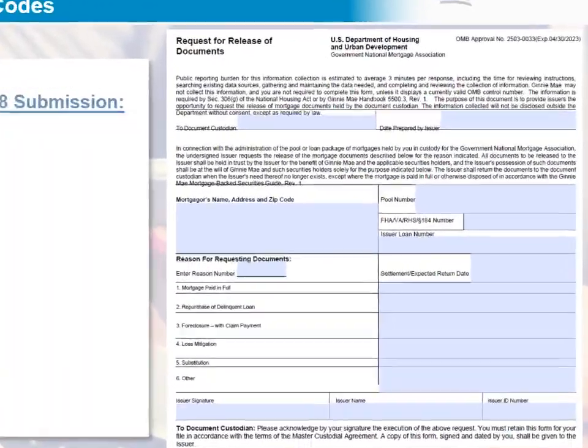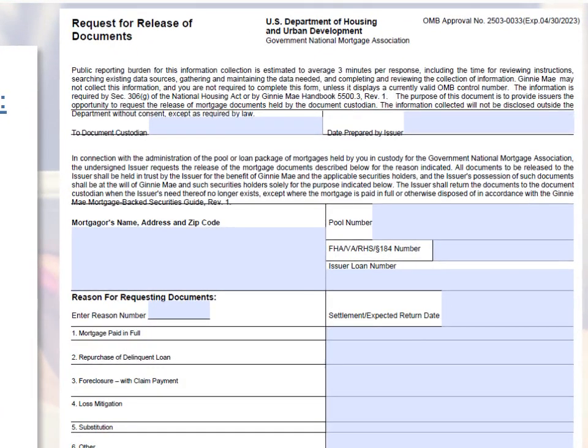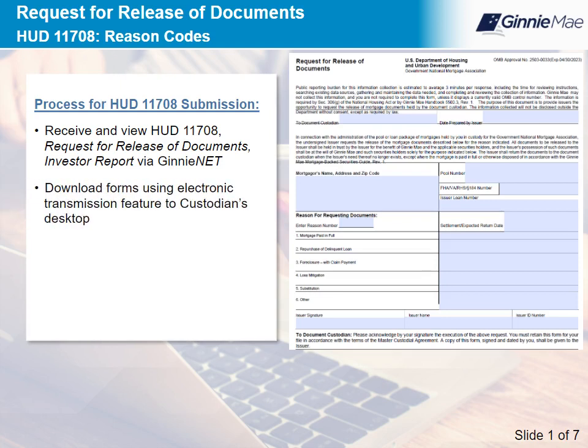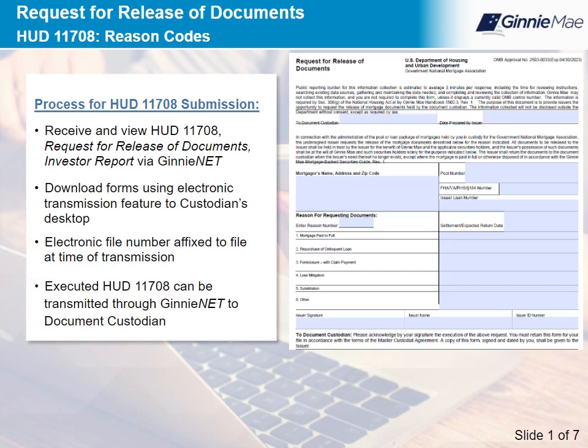Ginnie Mae provides users with the ability to receive and view the HUD Form 11708 Request for Release of Documents Investor Report. Using the electronic transmission feature in Ginnie Mae, the issuer can download these forms to the custodian's desktop computer. An electronic file transmission number is affixed to the file at the time of that transmission. An executed HUD Form 11708 can be transmitted through Ginnie Mae to the document custodian.